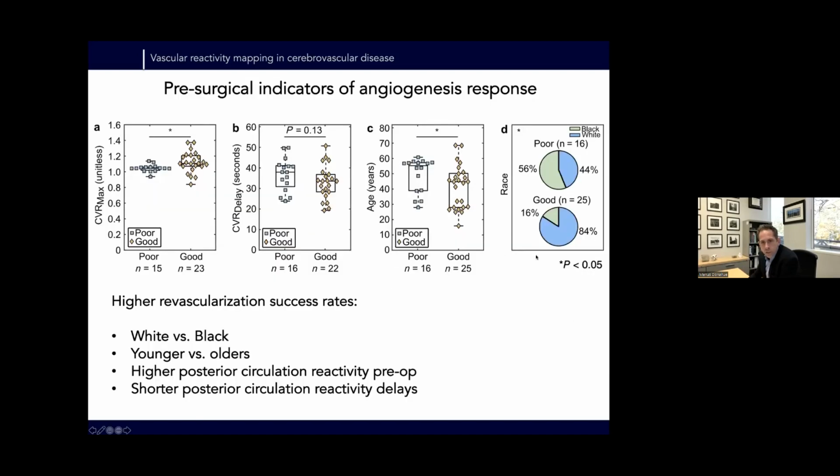These are just the group results shown here, looking at how the maximum reactivity varies in those that have poor versus good responses. Also the delays going down, not quite significant, but you can see that trend there. And then also if you're older, you tend to have worse responses as well. So younger people did better.